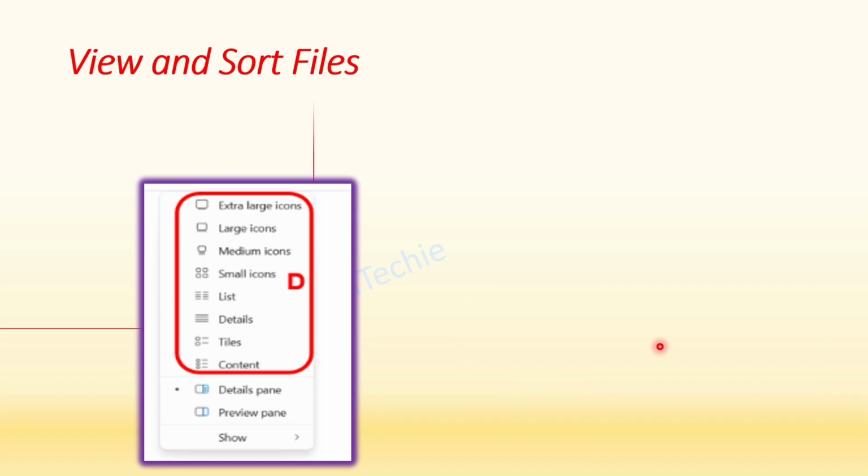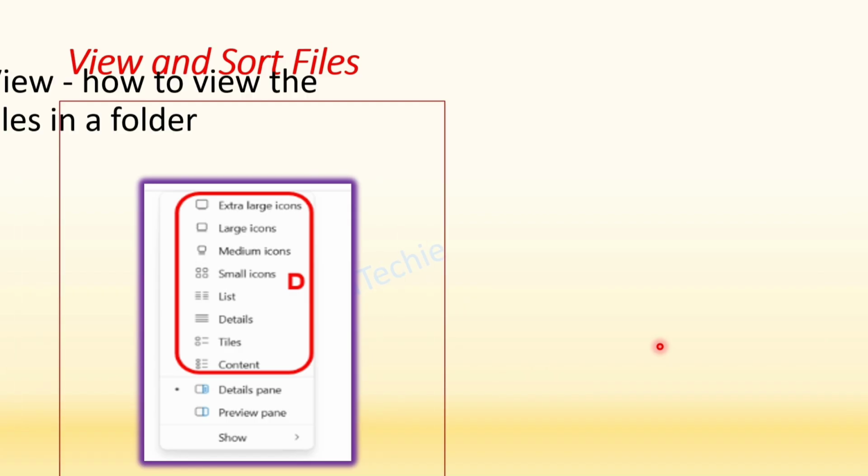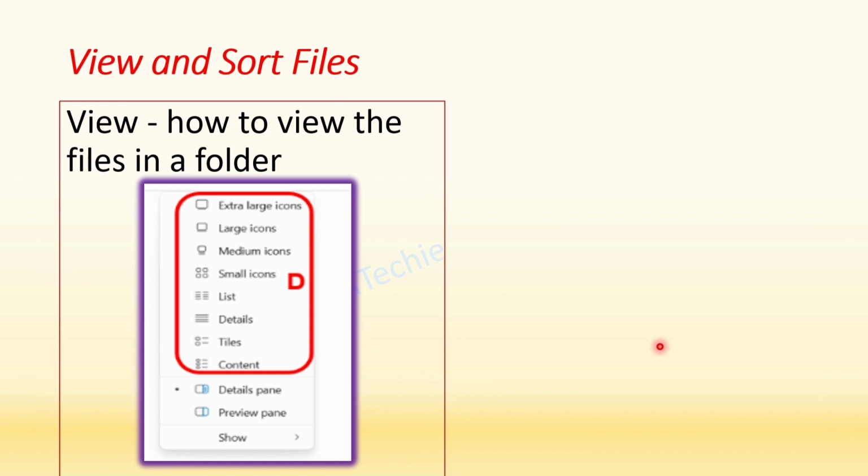Okay, moving ahead, let's talk about viewing files. View is an option which is available in the ribbon. You remember in the previous session we talked about File Explorer. File Explorer had three parts: the navigation pane, the address bar, and the ribbon. In the ribbon you will see a few quick access options available. View is one of them. View tells you how you want to see the available files in your folder. You can use extra large icons, large icons, medium icons, small icons, and other available options. I'm sure you will go and try these.